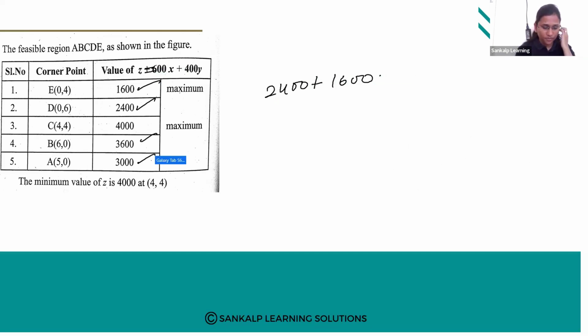What is the question asked? Maximum. Okay, so what is the maximum value? 4000 at 4, 4 and the minimum value of Z is 1600 at 0, 4. Okay, so this is your final solution.